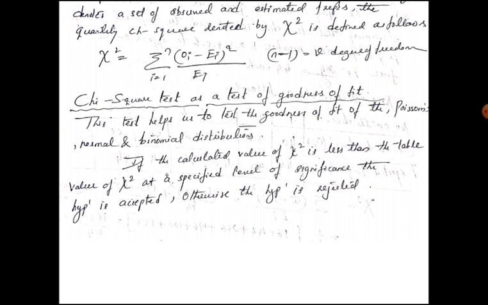So here, if the calculated value of chi-square is less than the table value of chi-square at a specific level of significance, then the hypothesis is accepted. Otherwise, the hypothesis is rejected. So here also, similar to the student t distribution table and the Z standard normal variate table, you have a chi-square table available for different degrees of freedom.